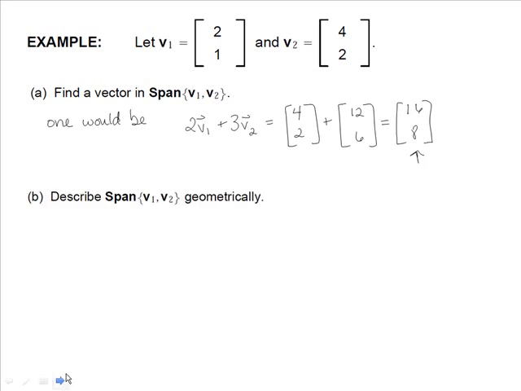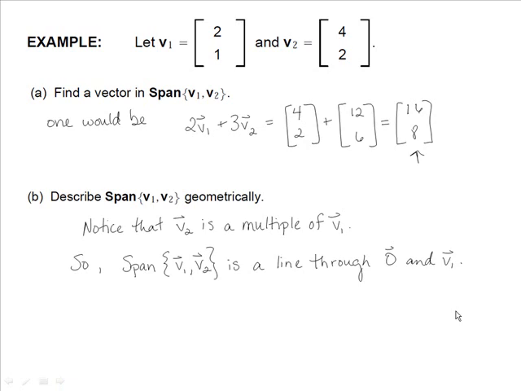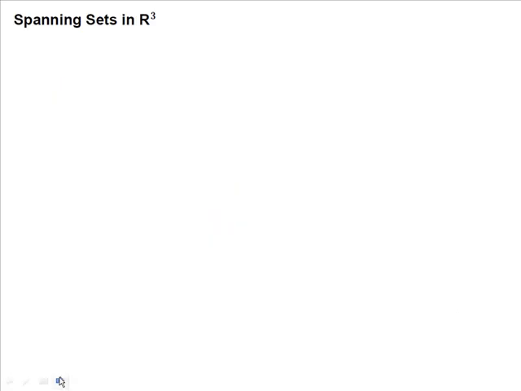Now we want to describe the span of v1 and v2 geometrically. First, we want to notice that v2 is a multiple of v1. When that happens, the span of v1 and v2 is a line, not a plane, a line through the origin, our 0 vector, and our vector v1. That happens when one vector is a multiple of the other.